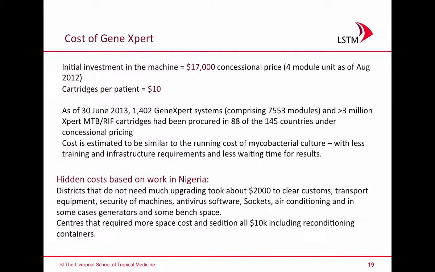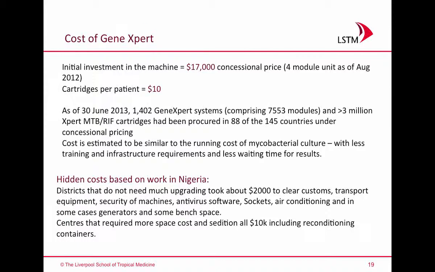Louis Cuevas is actually at the moment preparing a manuscript on the hidden costs of GeneXpert in Nigeria. They concluded that for districts that did not need much upgrading, in that they already had some laboratory infrastructure, it took about an extra $2,000 to clear customs, to transport the equipment, to have security of the machines, etc. But for centres that required more space, the cost increased to $10,000. This is a really high hidden cost of implementing a machine such as GeneXpert.